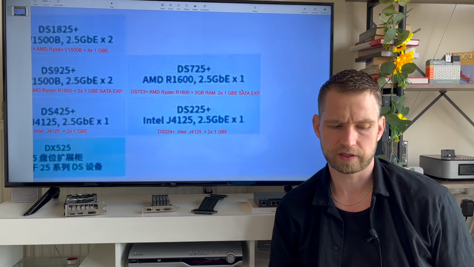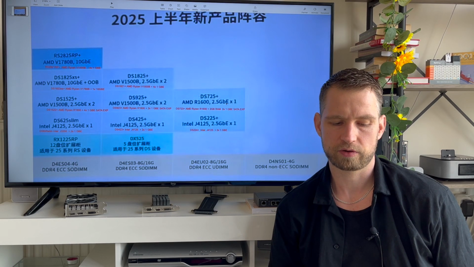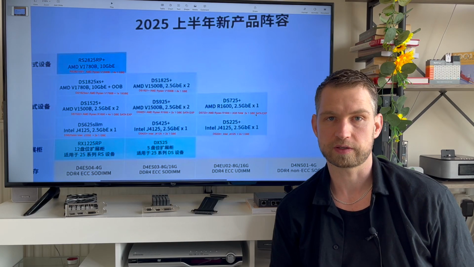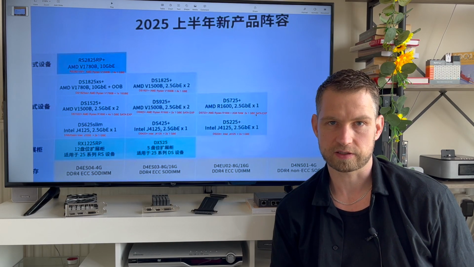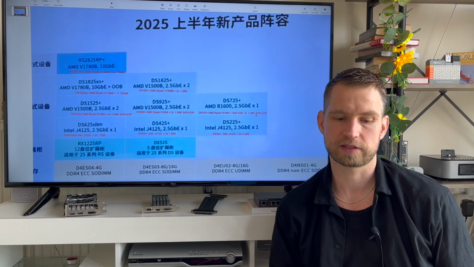There's also something that they changed across these three units, and it's the expansion unit. Now you will need to be connecting through USB instead of eSATA. And some people are saying USB is not as reliable as eSATA.